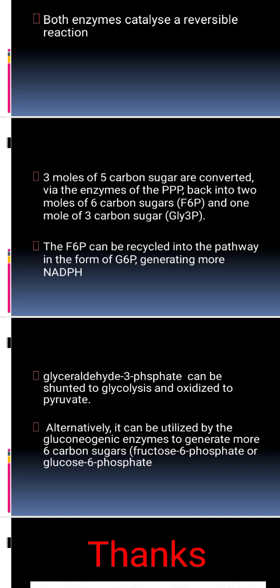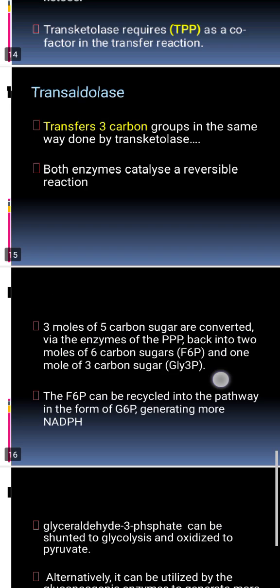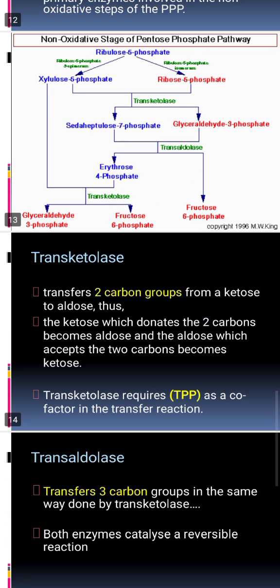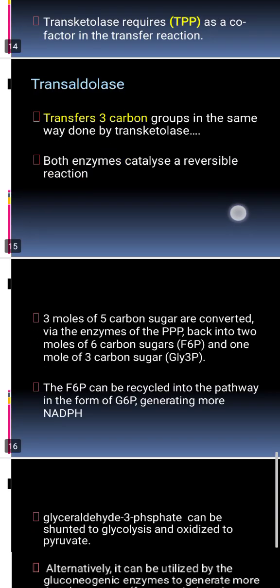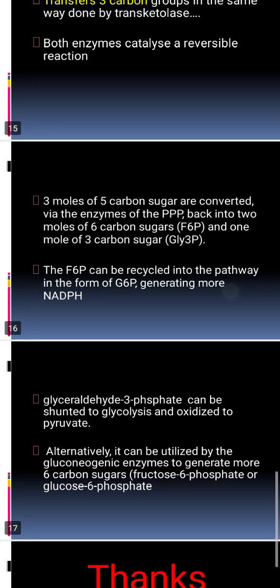So the products are fructose 6-phosphate and glyceraldehyde 3-phosphate. The glyceraldehyde 3-phosphate can be shunted to glycolysis and oxidized to pyruvate, while the fructose 6-phosphate can be recycled into the pathway in the form of glucose 6-phosphate, which generates more NADPH.